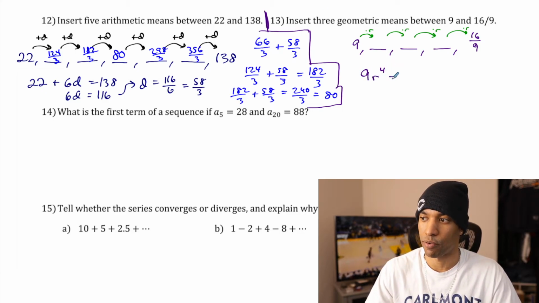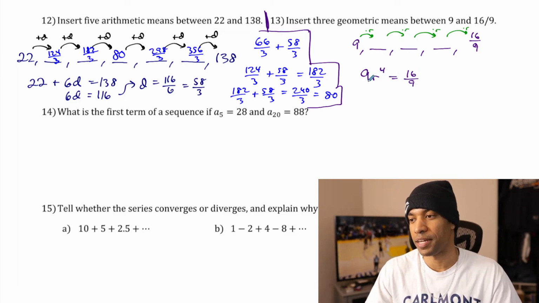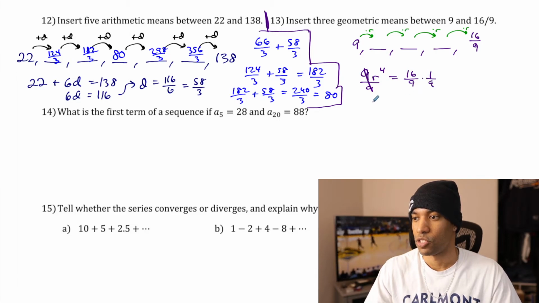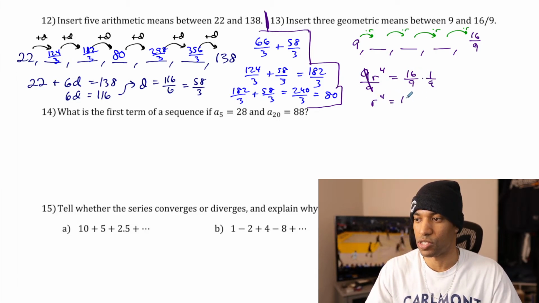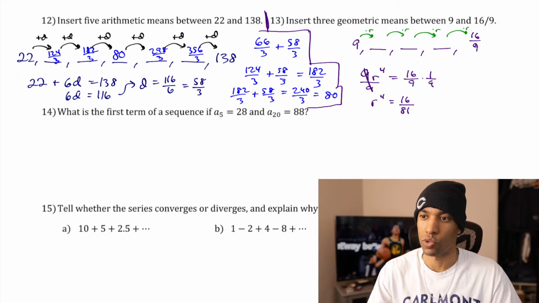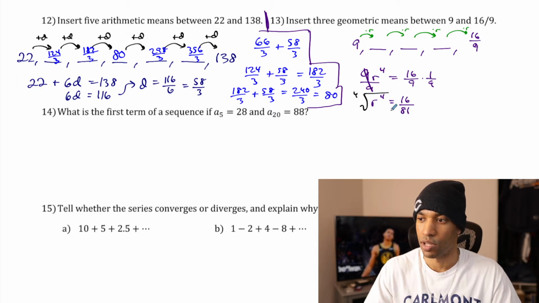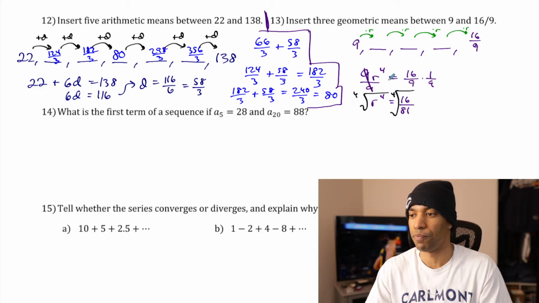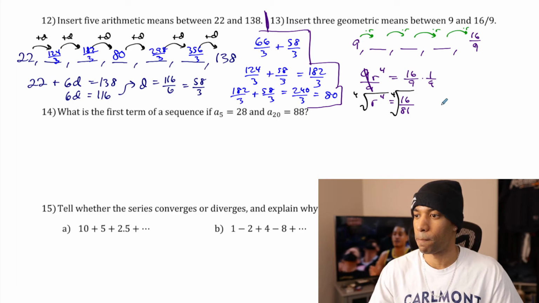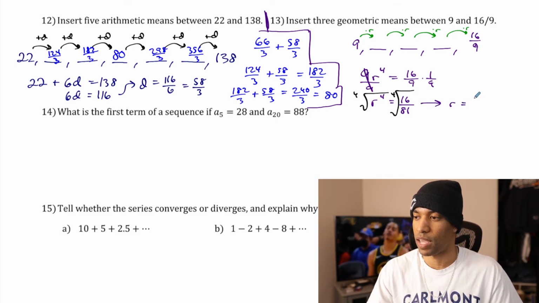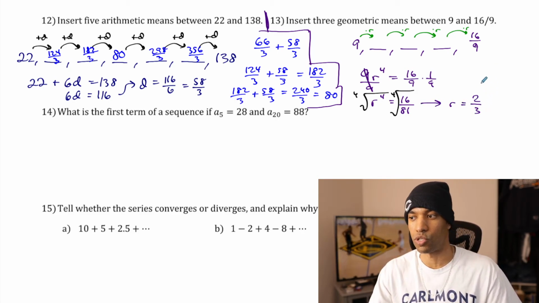So 9 times R to the 4th is 16 ninths. If I divide both sides by 9, that's the same thing as multiplying by 1/9. So that becomes R to the 4th equals 16 over 81. Which can't reduce, and I don't really want to. What I do want to do is take the 4th root of both sides, though. 4th root of 16 is 2, and the 4th root of 81 is 3. So the common ratio is 2/3.